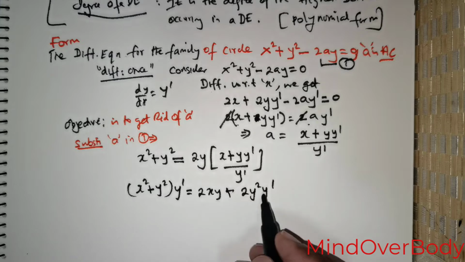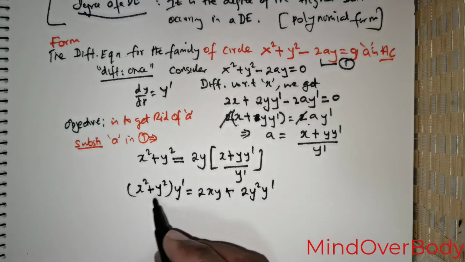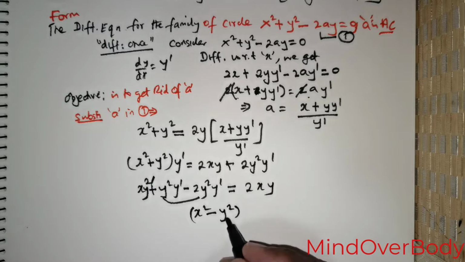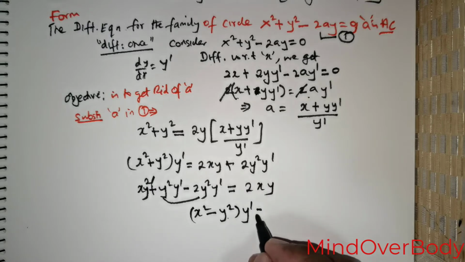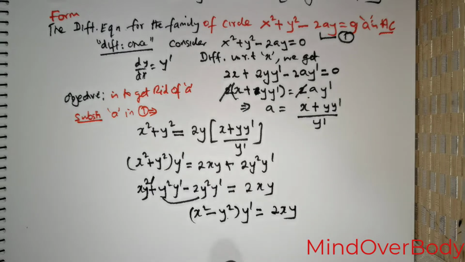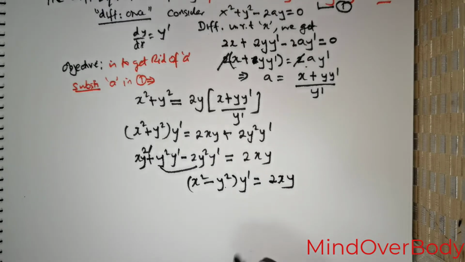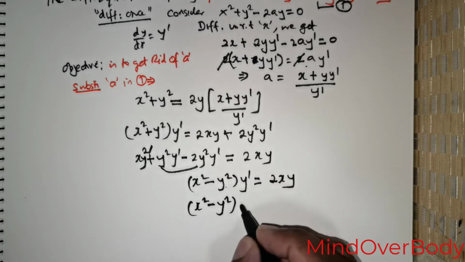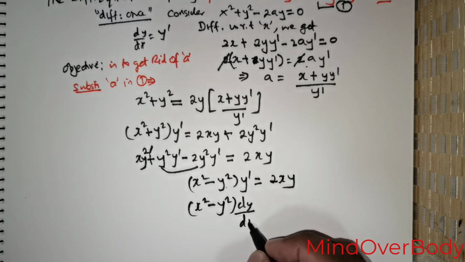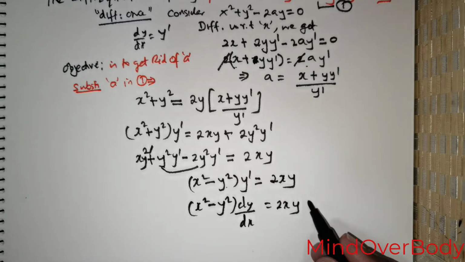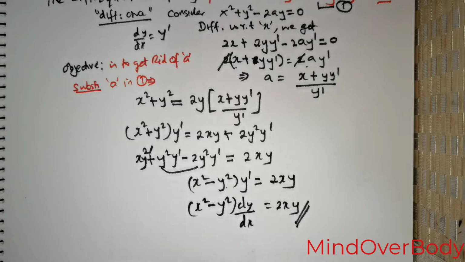Now what I wish to do is move this 2y squared y dash to this side. So I can rewrite this as (x squared minus y squared) times y dash is equal to 2 times xy. So this is the differential equation. In fact, I can rewrite this as (x squared minus y squared) times dy over dx is equal to 2 times xy. So this will be the solution for my question.